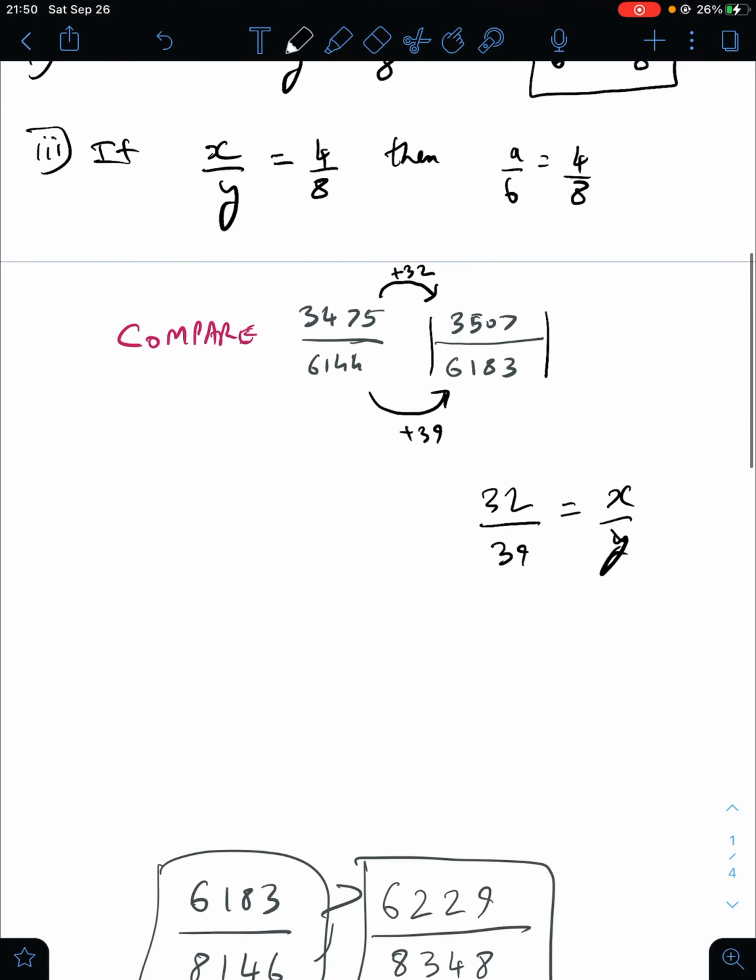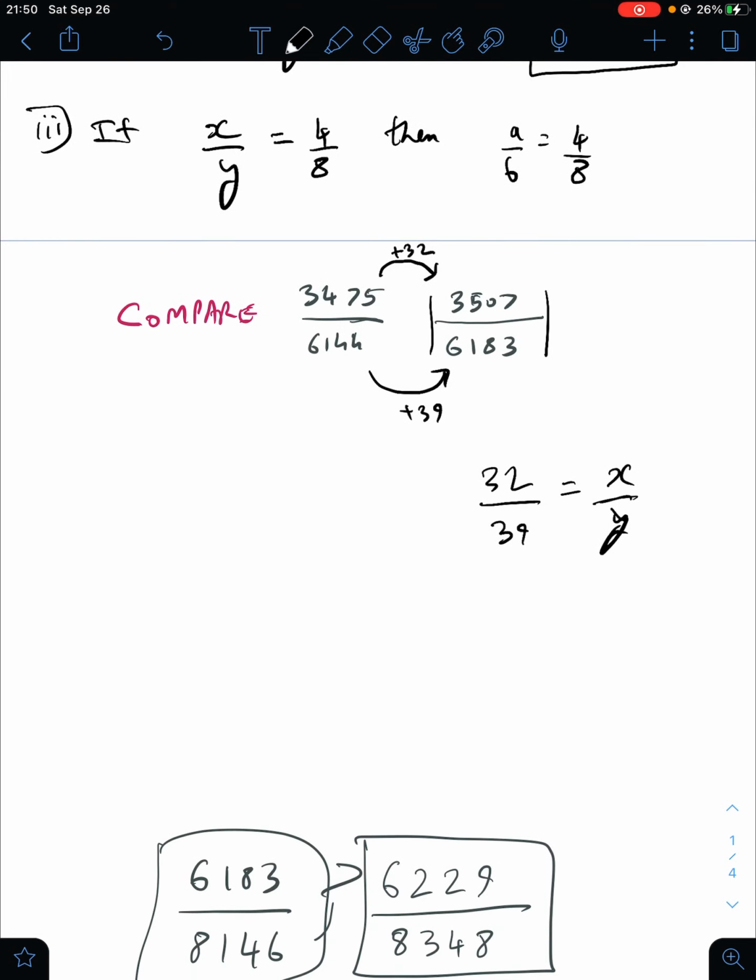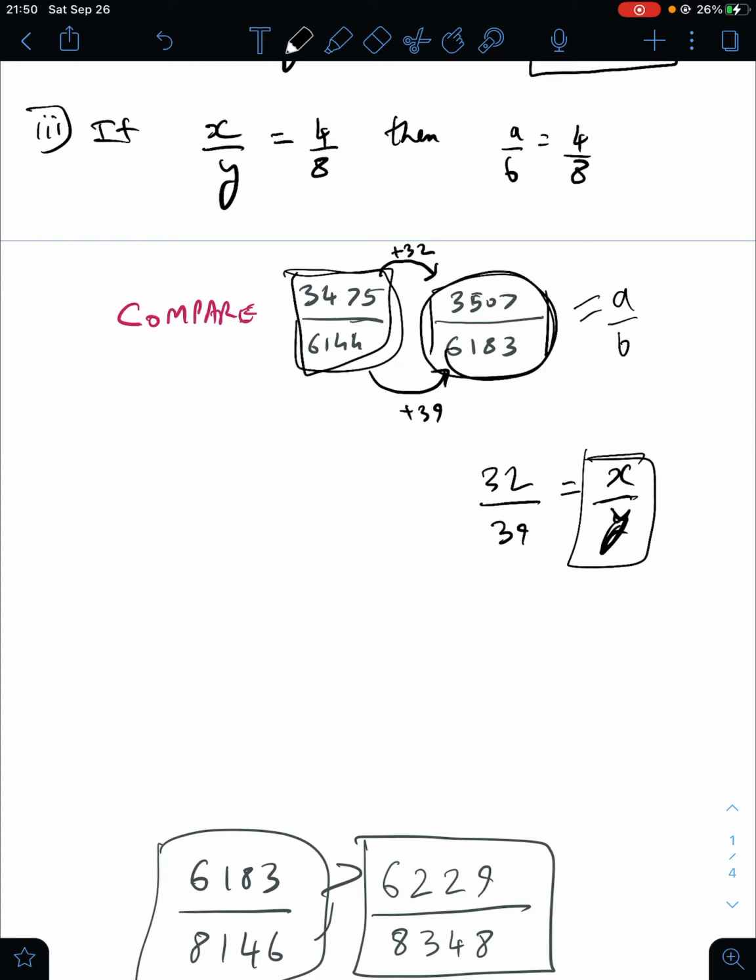right? So we just compare x by y to the initial fraction, which was this. We can clearly see that x by y is greater than the initial fraction. That means that a by b is also greater than the initial fraction. Therefore this part is greater than this part.